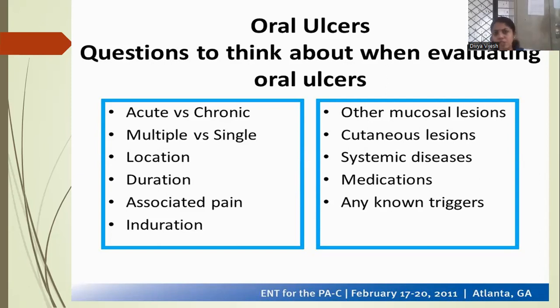Most of the dermatological diseases are associated with oral lesions, and sometimes the oral lesions may be the first to appear in the oral cavity before the dermatologic lesions. So you have to check for the cutaneous lesions, and also some systemic diseases, and you have to ask what medications they are taking, and whether they have allergies to these medications.